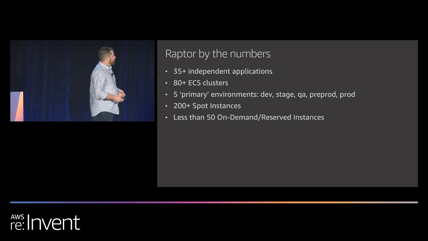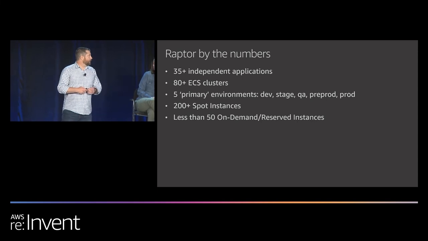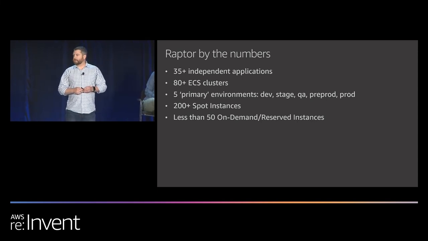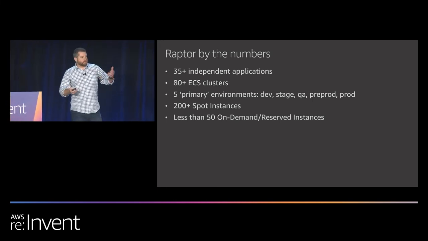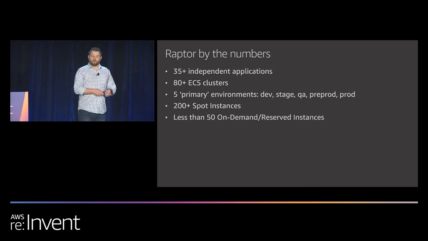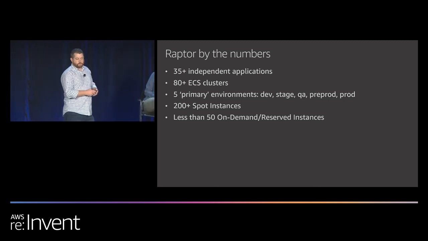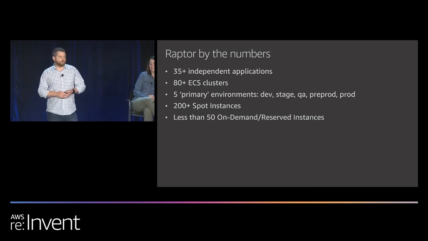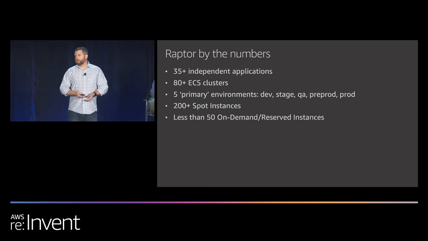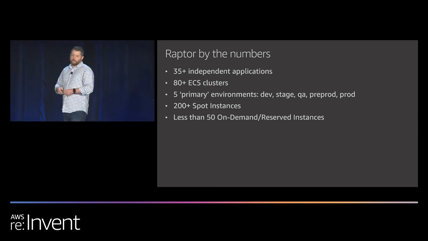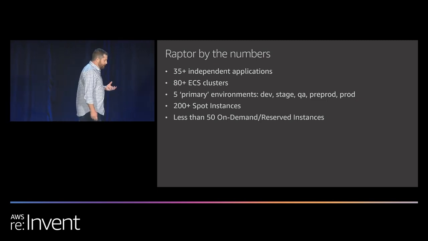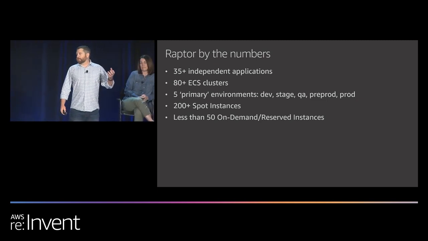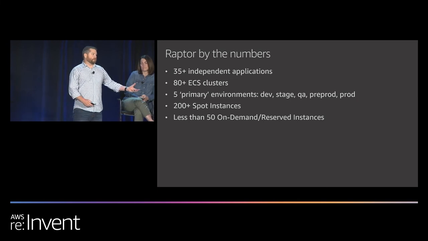We have over 200 spot instances that we run, with fewer than 50 on-demand and reserved instances, as the static systems, the Jenkins and the Git servers. We want to keep those as reliable as possible. But the dev environments and the stage environments, we spin those up and down at will, and Spot does really great on that. And the structured pipeline that we've been able to build really enabled us to scale this machine learning model from one player to many.